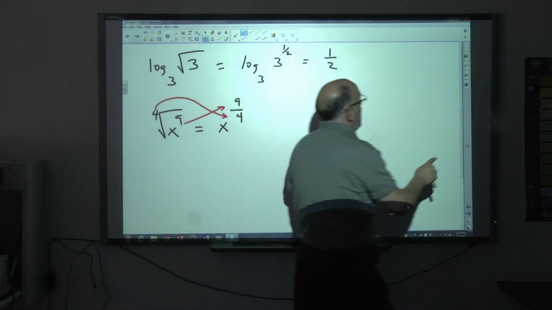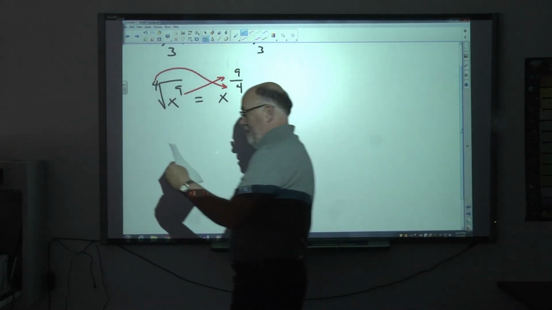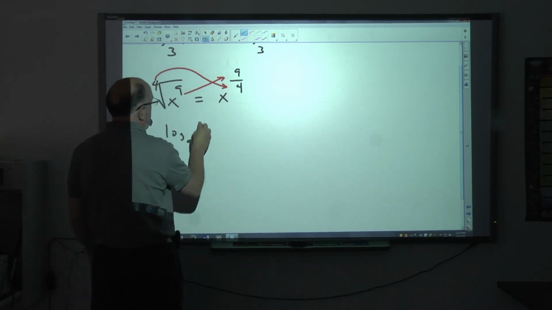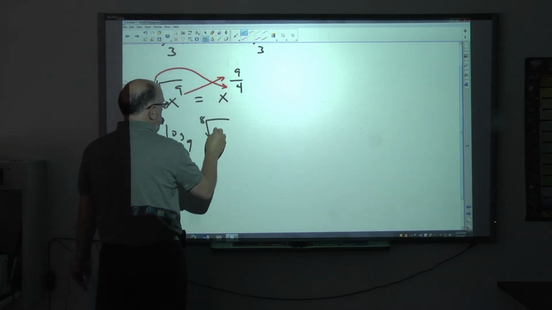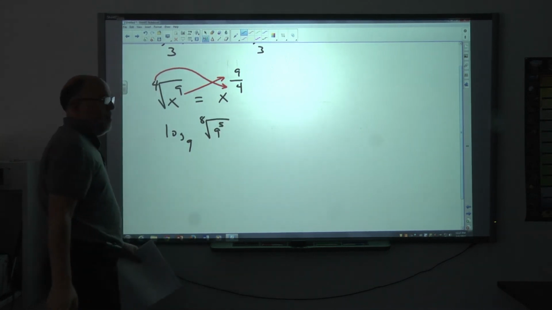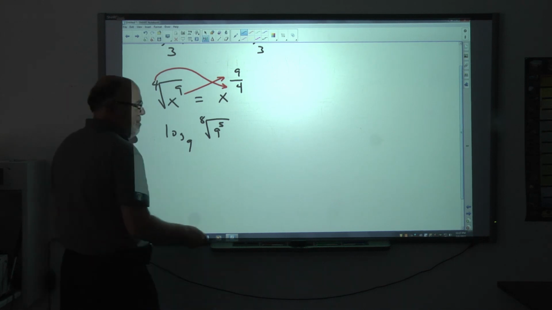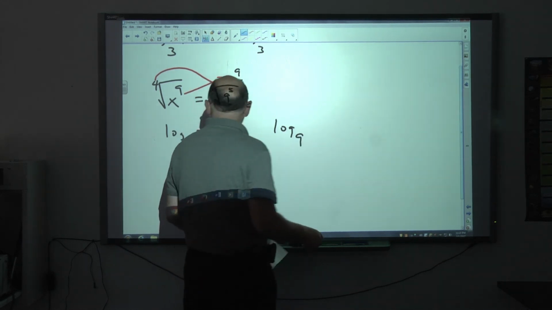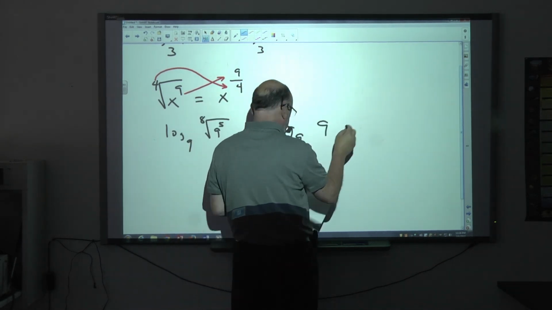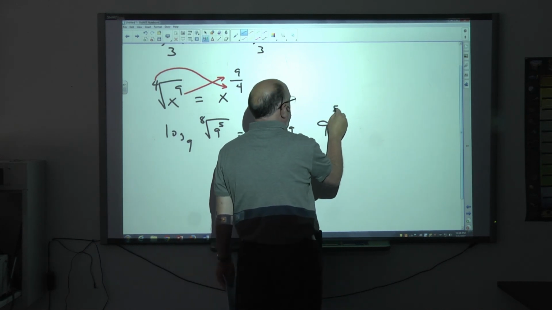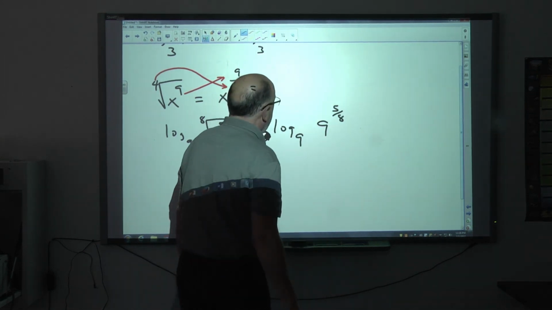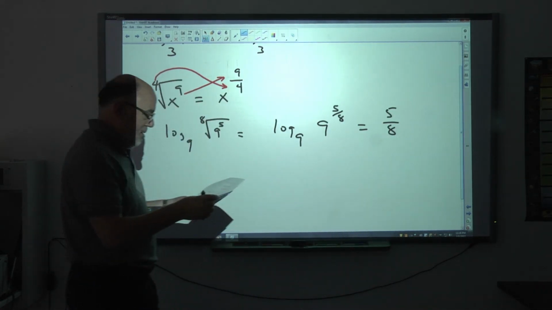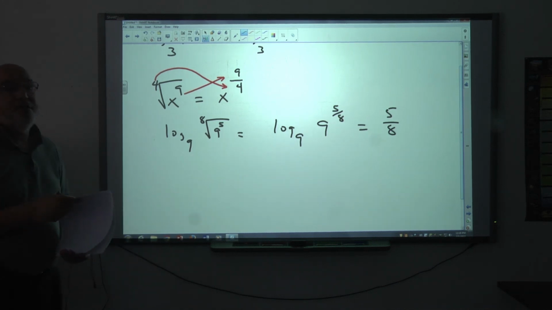And so now, if I do an example where we have something like that, and I want to do what is the log base 9 of something in terms of this, this would be log base 9 of 9 to the 5/8, and so we end up here that this is just going to be 5/8, right? And that will conclude this lecture.